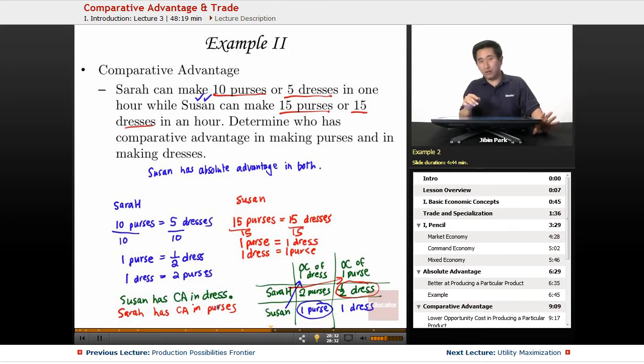I mean, if you weren't able to remember how to work out this equality, one way you can do this is that, okay, Sarah can make 10 purses and she can make 5 dresses, whereas Susan is kind of indifferent. She's making 1 purse or 1 dress. But you know what? Sarah is relatively better at making purses than dresses. So Sarah would have comparative advantage in purses, and Susan would have comparative advantage in dresses. And that's exactly what we get right here. So if you are a little bit confused with how to do this, then sometimes you can use the numbers that are given to figure out who has comparative advantage using some logic.